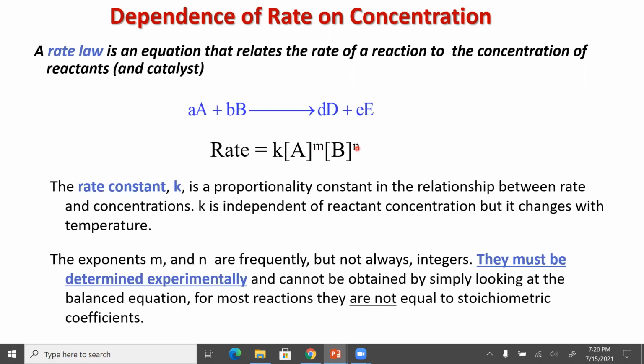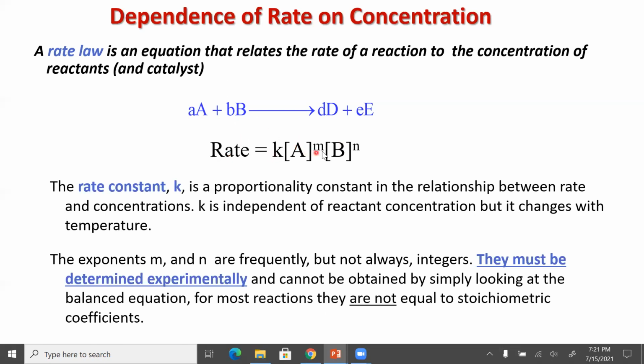They do not come from the balanced equation. So the coefficient here in front of the A is a lowercase a, but this exponent isn't an a, it's an m. It's a different letter, different number. This is a b, this is an n. So m and n do not come from the stoichiometry in the balanced equation, but they're values that are determined experimentally based on how changing the concentration of a reactant affects its rate.